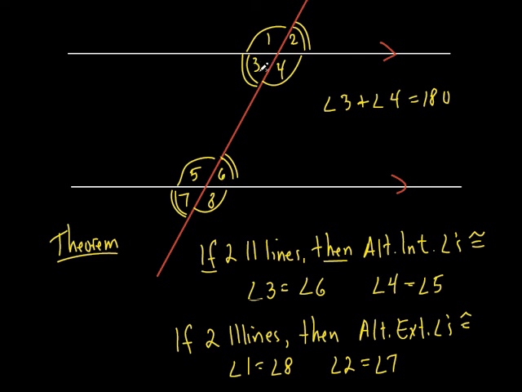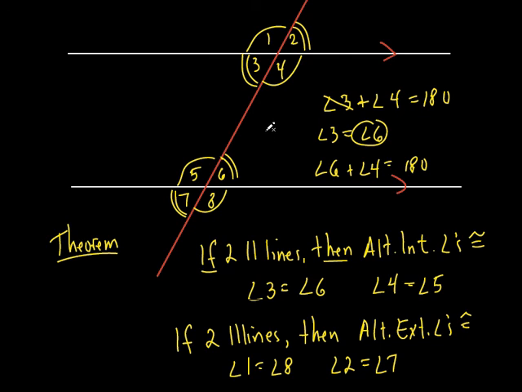Look at 3 and 6. What's true about 3 and 6? They're equal to each other, right? So angle 3 is equal to angle 6. Now follow me. Instead of saying 3 plus 4 is 180, guess what we could say? That's right. So let's replace this. Let's replace that 3 with a what? With a 6. So now I could say angle 6 plus angle 4 is equal to what? 180.